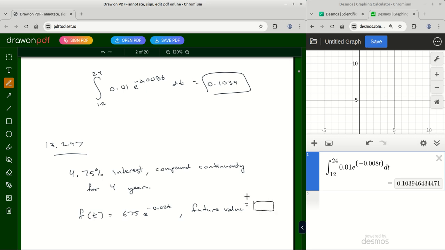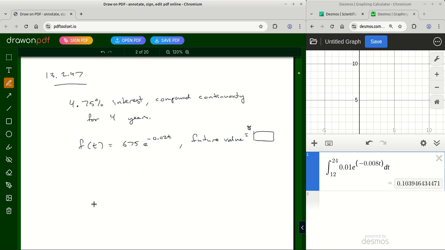Okay. Let me write down the formula for future value, because otherwise we're just going to be lost. e to the rT times the integral from 0 to T. T is time, of course. And then I have my f of t times e to the negative rt dt. So that's the future value formula.